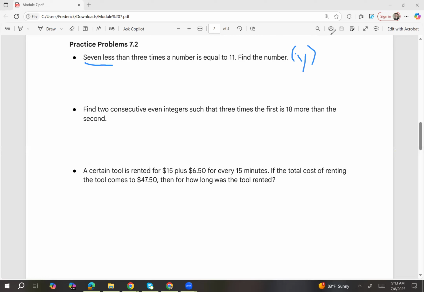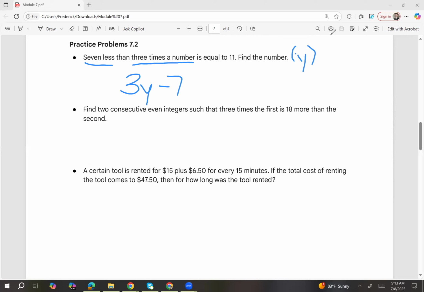7 less, so we know we're going to subtract 7 somewhere. 3 times the number, that's a good place to start, writing out 3 times the number and just using the letter that you choose to represent the number. And we had a minus 7 we just talked about, so we can add that.